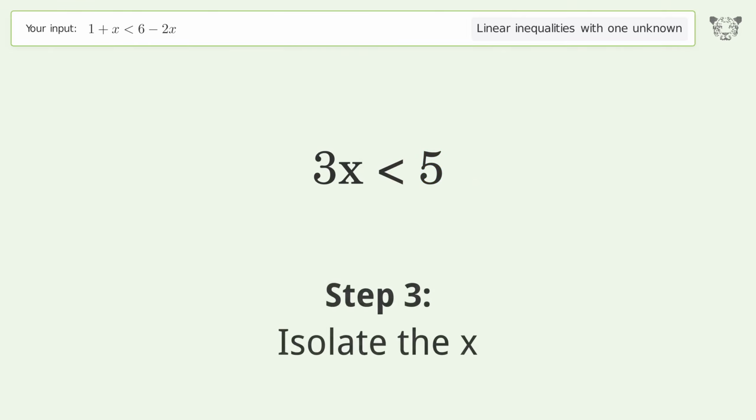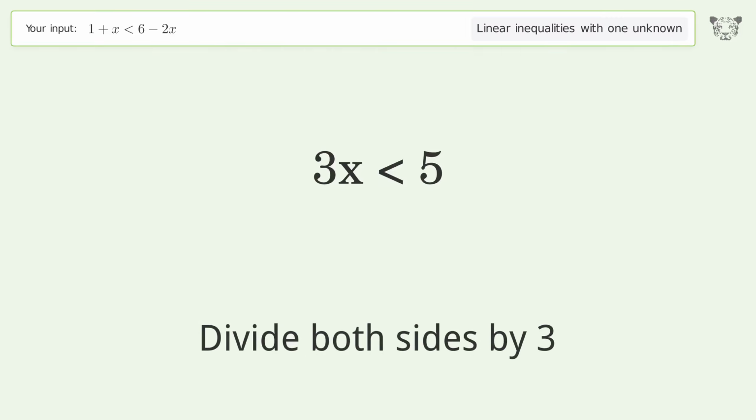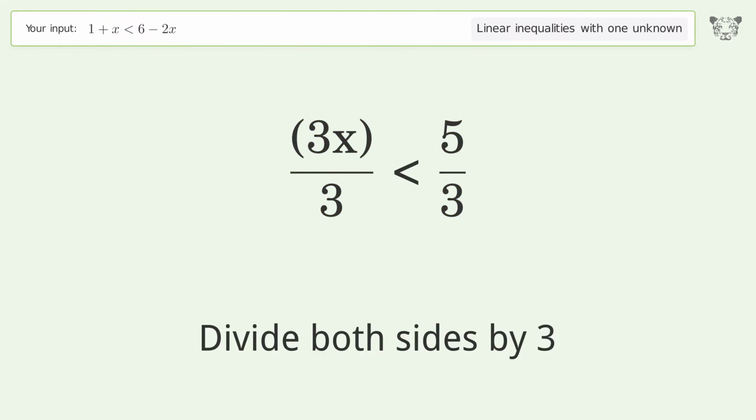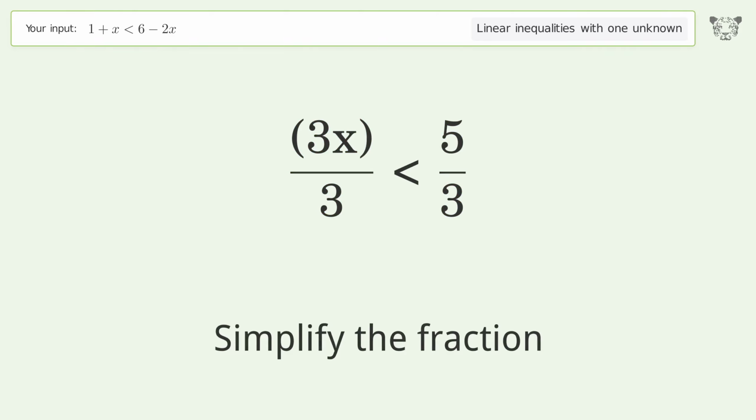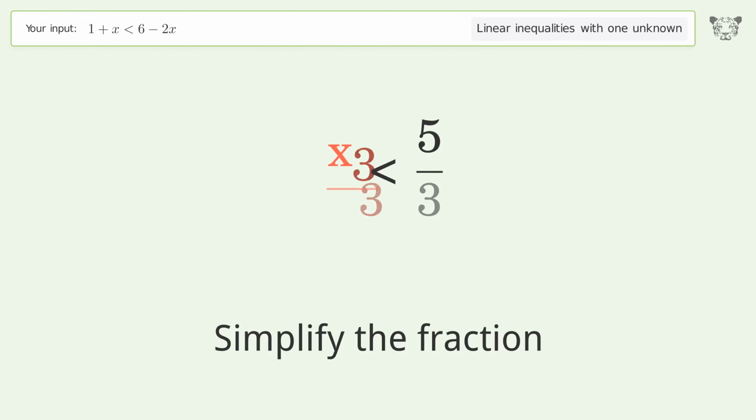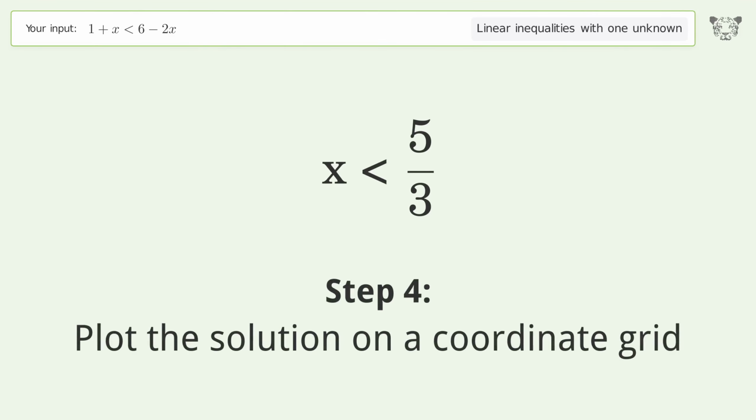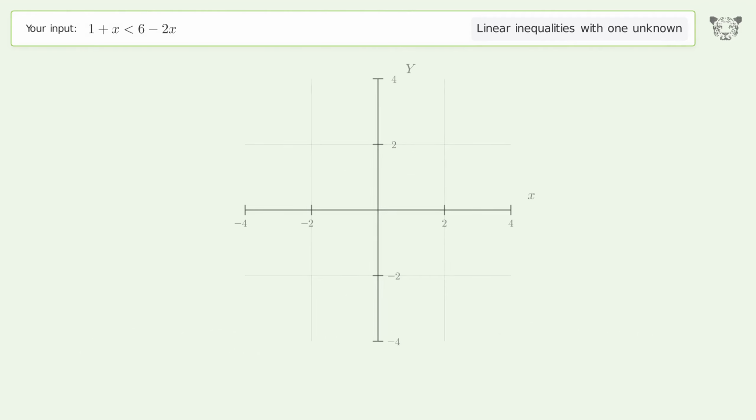Isolate the x. Divide both sides by 3. Simplify the fraction. Plot the solution on a coordinate grid. And so the final result is x smaller than 5/3 smaller than 12/3.